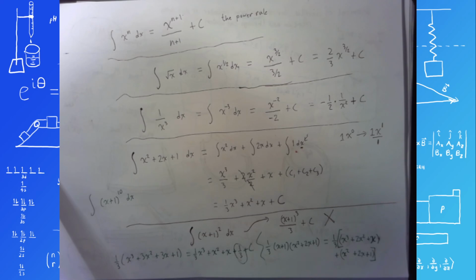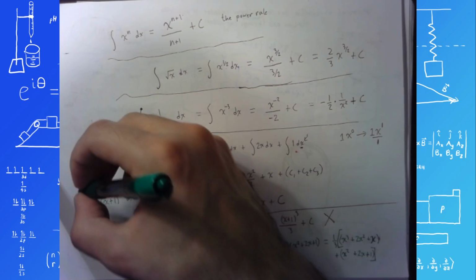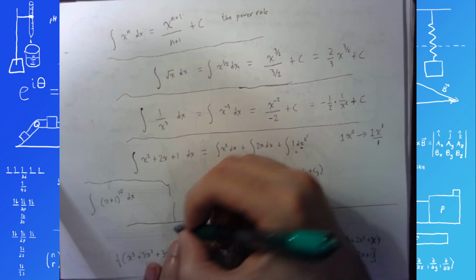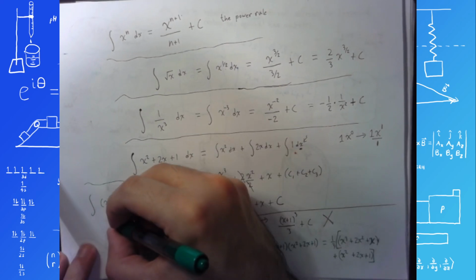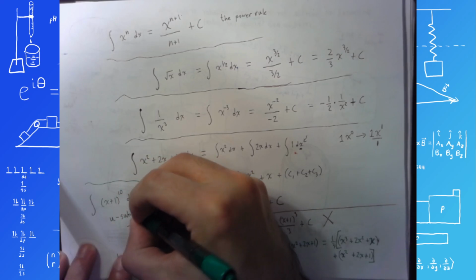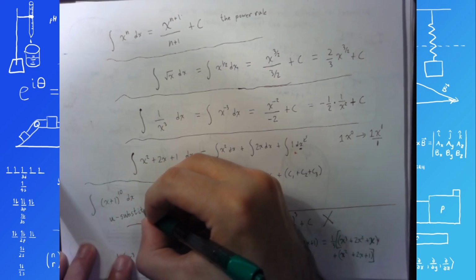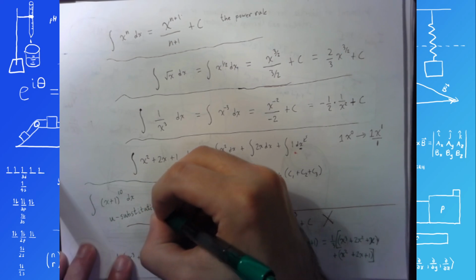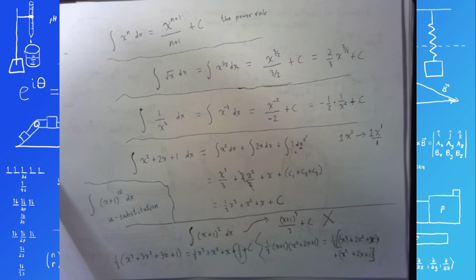Well, this is where another rule of integration comes into play. This is where we take advantage of something called U-Substitution, integration by U-Substitution, which is going to be the focus for today. If you know your derivatives, then you have used the chain rule to do derivatives before.